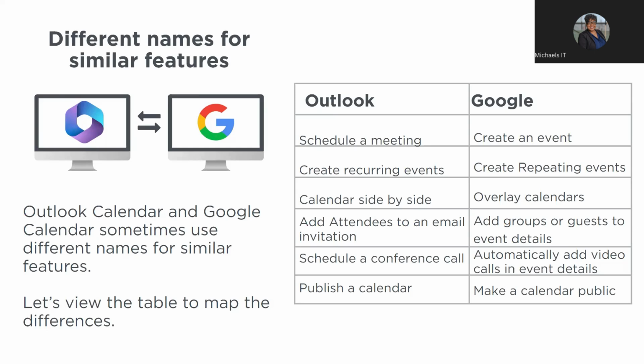You could add an attendee to an email invitation on Outlook, but in Google Calendar, it's called add groups or guests to event details. You can schedule a conference call on Outlook, whereas in Google Calendar, it automatically adds video calls to every event. You can publish a calendar on Outlook, but in Google Calendar, it's called Make a Calendar Public.